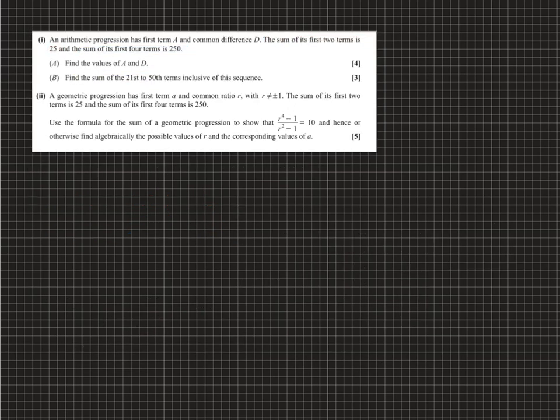So the answer to my question is going to be the value of S50 subtract S20, which comes to 51,375. Part 2. We are moving swiftly on to a geometric progression with the first term a and common ratio r. The sum of the first 2 terms is 25 and the sum of the first 4 terms is 250. Now, use the formula for the sum of a geometric progression to show that we get this result here, and hence or otherwise find algebraically the possible values of r and the corresponding values of a.